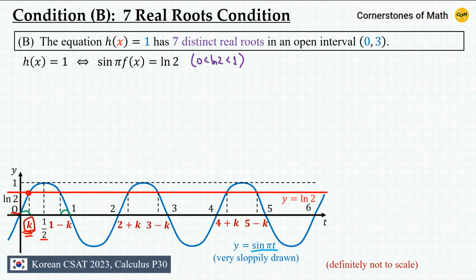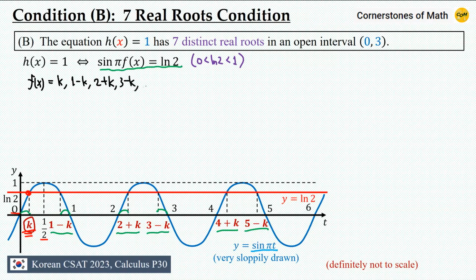From the symmetry of the sine graph, you can see that the coordinates are 1 minus k here, then 2 plus k and 3 minus k here, and 4 plus k and 5 minus k here, and so on. Therefore, if sine pi f(x) equals ln 2, then f(x) can have values of k, or 1 minus k, or 2 plus k, or 3 minus k. Then we have 4 plus k, 5 minus k. Let's actually write down more values here: 6 plus k, 7 minus k, 8 plus k, and so on. There are values also at the negative side, of course.